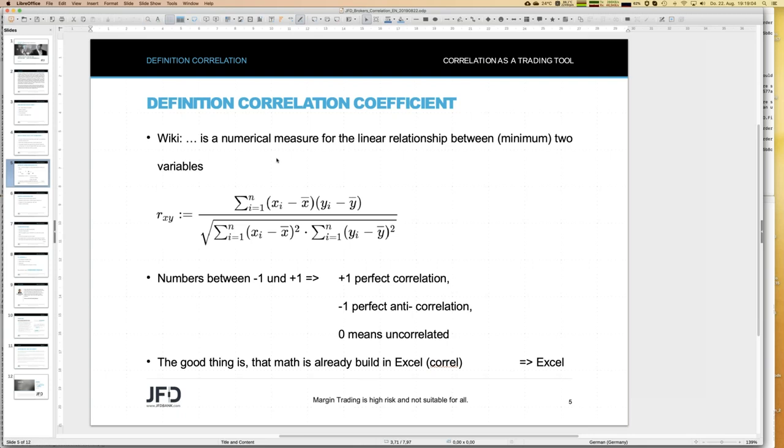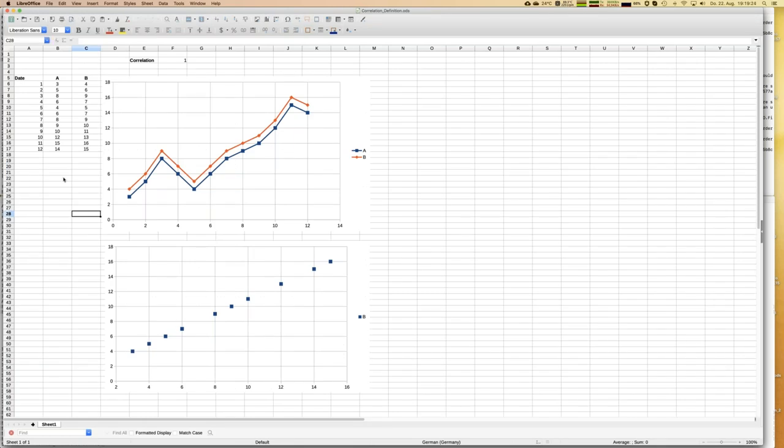And the other good thing is that we don't have to do the equation here because there's a built-in function in Excel which is called correl, and that is doing exactly that job. Let me show you that with a short example here so that we understand quite well what is meant by correlation. Let me introduce that kind of Excel tree just for illustration purposes. And what I have done here is I have maybe a quite strange date, just numbers starting from one. Anyhow, that's what we would call a date within the time series. And then I have two columns, A and B, with some numbers. Of course, we think in prices, that's fine, but that is a variable in terms of the Wikipedia definition.